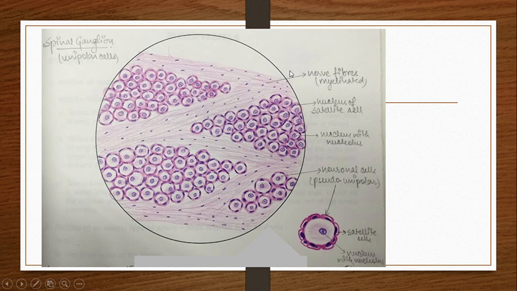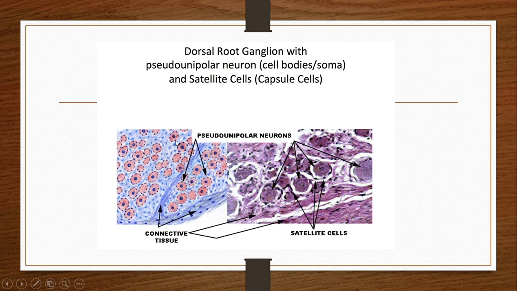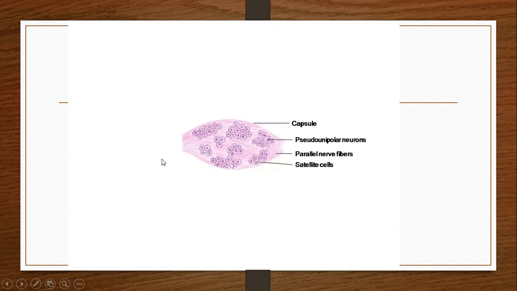The myelinated nerve fibers can be seen in bundles, which separate the ganglion, dividing the entire substance into different compartments. So this is a spinal ganglion or sensory ganglion. It can be seen like this under the microscope.